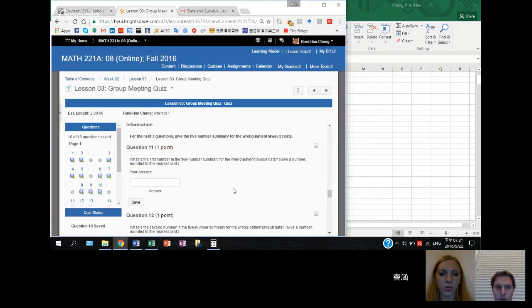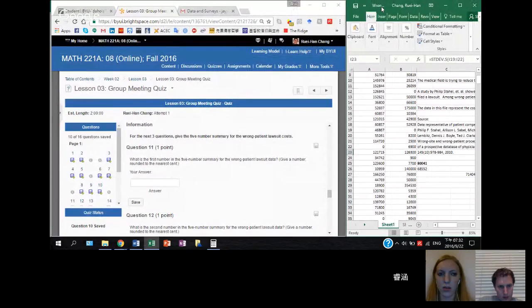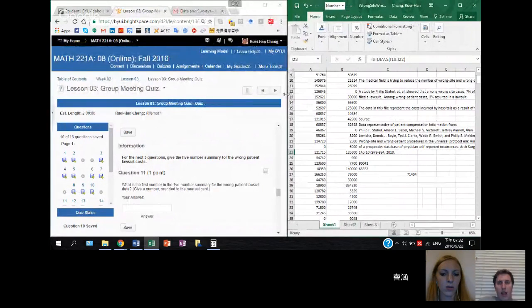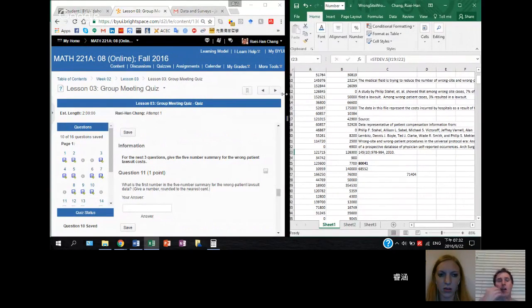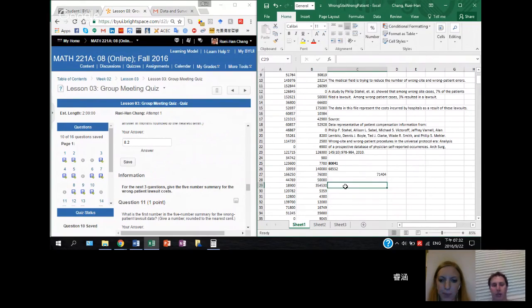What is the first number in the 5-number summary of the Ron Low suit? What is a 5-number summary? I need to make sure of the order in order to answer this question. The 5-number summary is the maximum, the minimum, the high quarter, the median. So it's basically dividing them up into the quartiles. So you have your high, low, your middle, and then your first quartile and your third quartile.